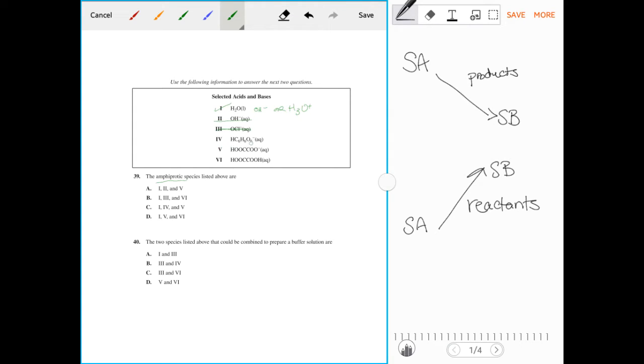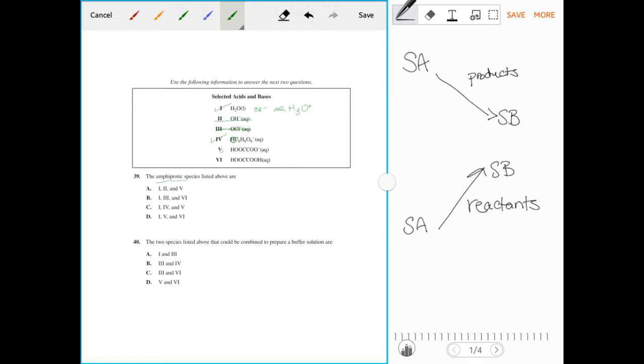Number 4 here, we see that it can accept a proton, okay? It can have another positive charge added onto it because it has a negative charge. And also this hydrogen here could potentially be kicked out and donated. So 4 is a good possible answer as well.